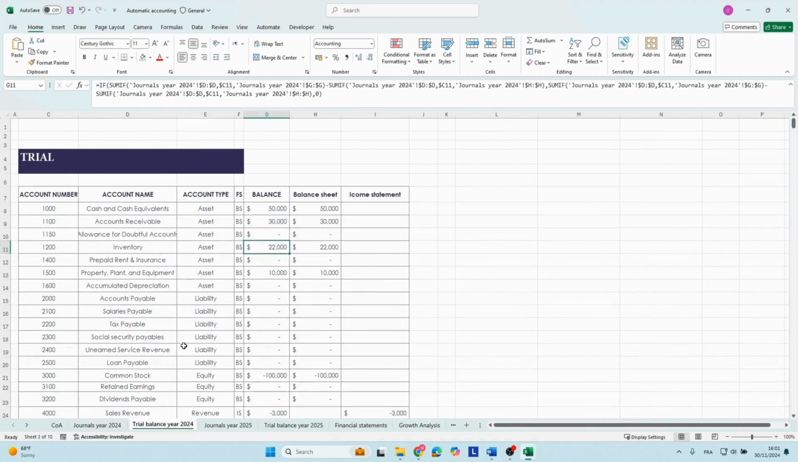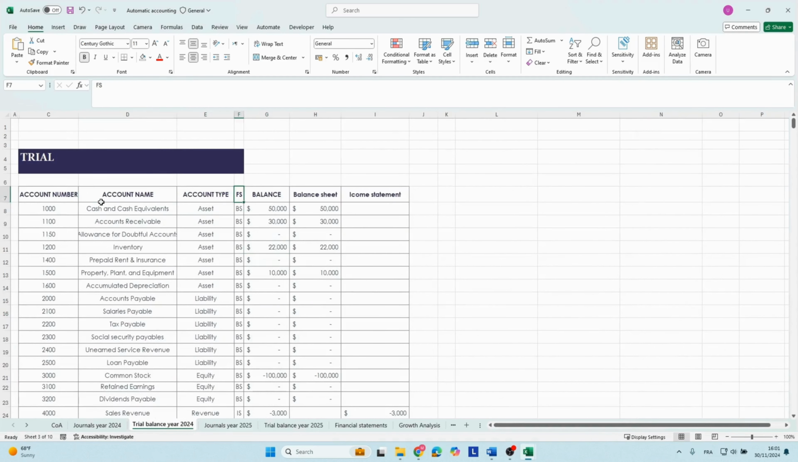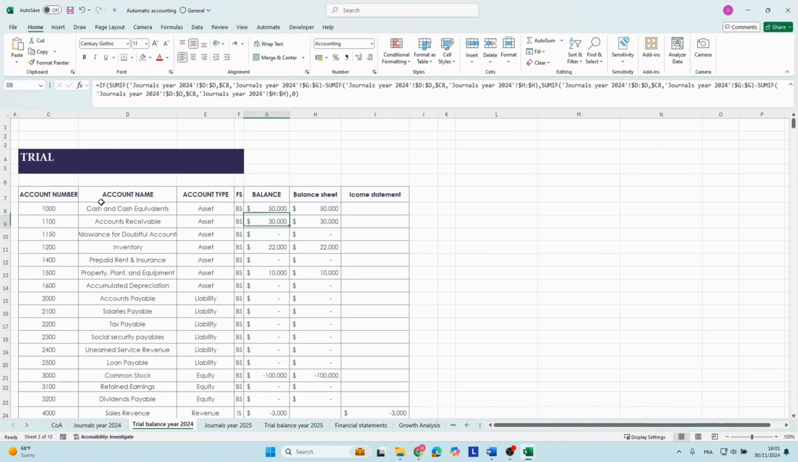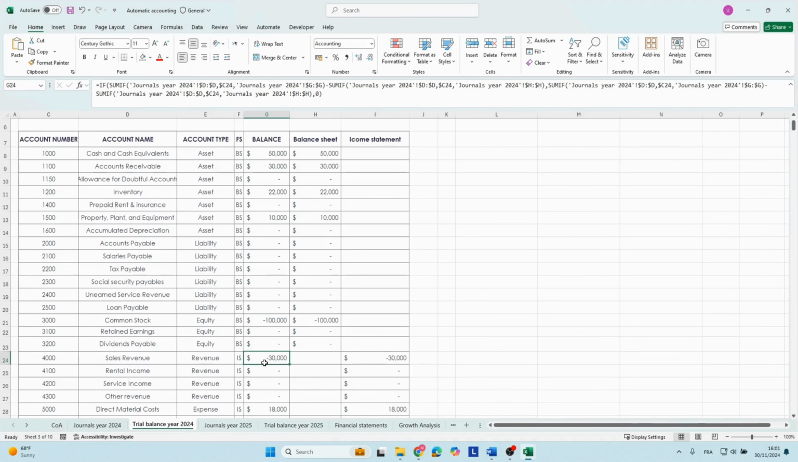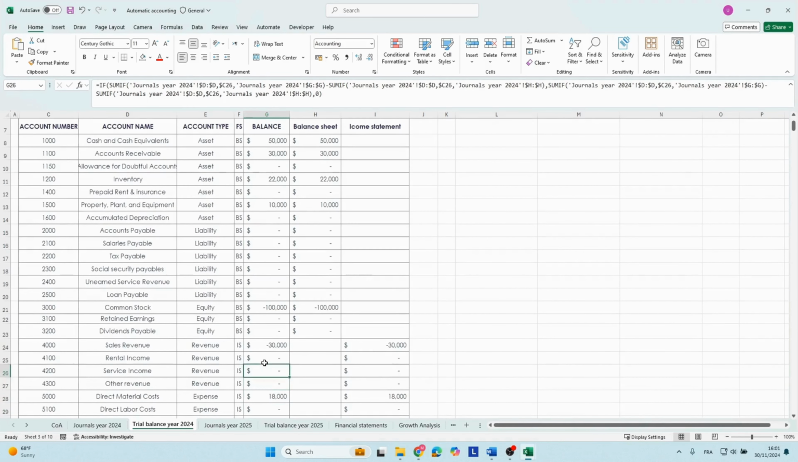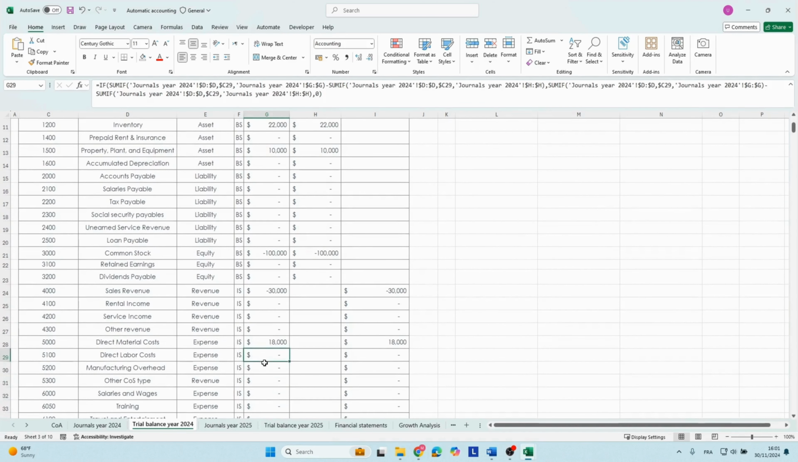Now let's go to the trial balance and see that our cash remains the same. Account receivable 38,000. Inventory becomes 22 because we purchased 40. We reduce it by 18. When we sell it, our revenue is minus 30 because it's credit. And our direct cost is 18,000.